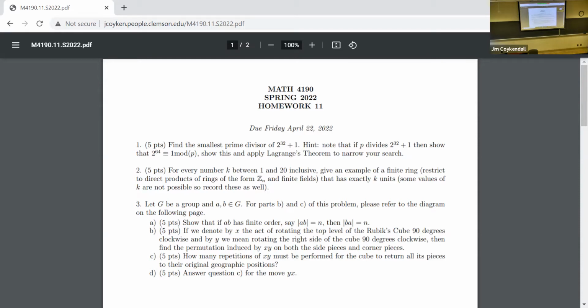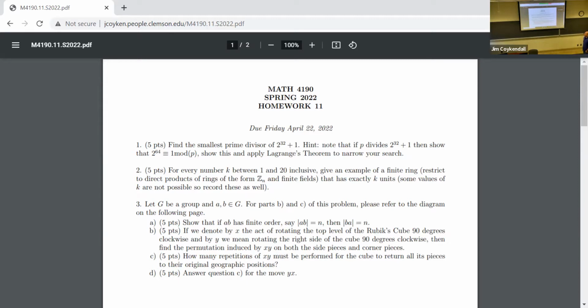To do it by hand, notice that if you have a prime divisor b of 2 to the 32 plus 1, if the prime divisor is large enough, then show that 2 to the 64 power is equivalent to 1 mod b. That means 2 to the 64 to the first power is 1 mod b. We have some theorems, including Lagrange's theorem and others, that will allow you to narrow down that search. Now that you know that 2 to the 64 power is equivalent to 1 mod b, if b is a large prime, tell me what that tells you, and you can probably find the smallest prime divisor that way.